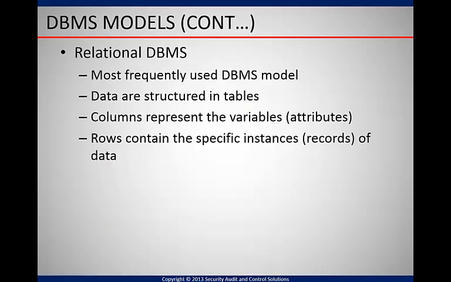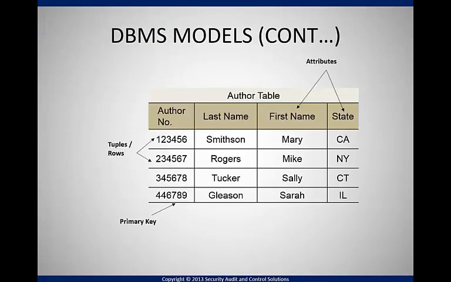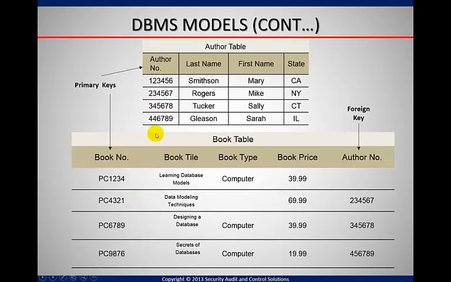A relational database is the most frequently used database model at the moment. Data is structured into tables, columns represent the variables or the attributes, and rows contain the specific instances or records of that data. In this example, we have the author number here. This is my primary key. A primary key is a key that cannot be duplicated, and those are my actual tuples or rows and my attributes. And then when we look at a parent-child relationship, here is a foreign key, which is a reference to my primary key.